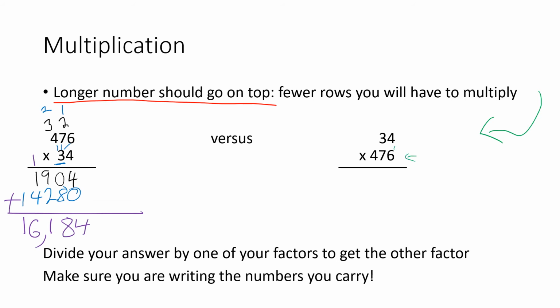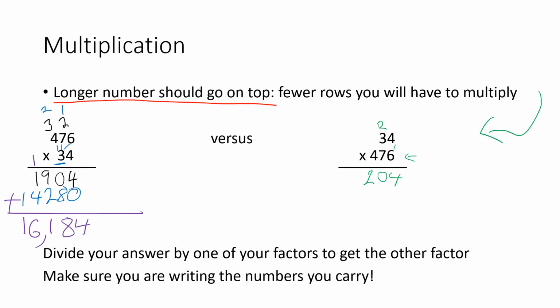6 times 4 is 24. Write down your 4, carry your 2. 6 times 3 is 18, plus the 2 is 20. Write down the 20, and write down the 2 because there's nothing to the left of the 3 to carry that 2. Okay, there's row number 1. Let's do row number 2.